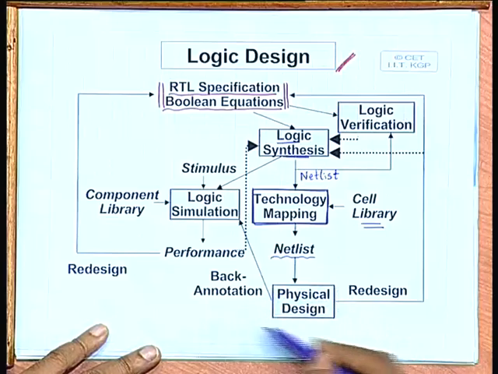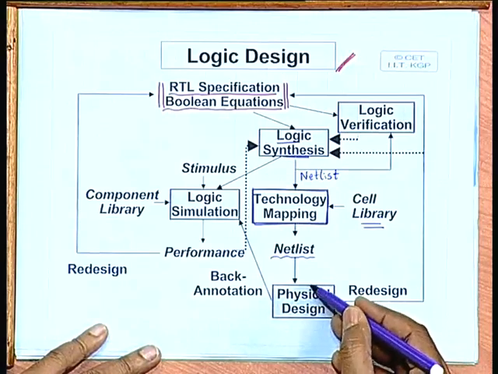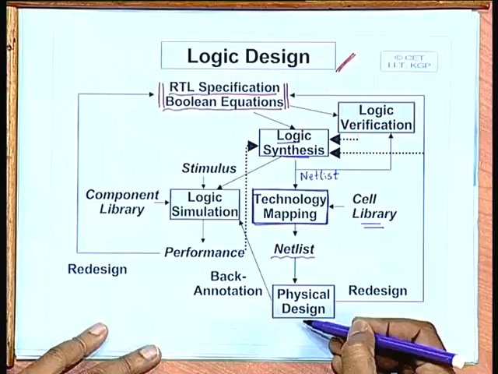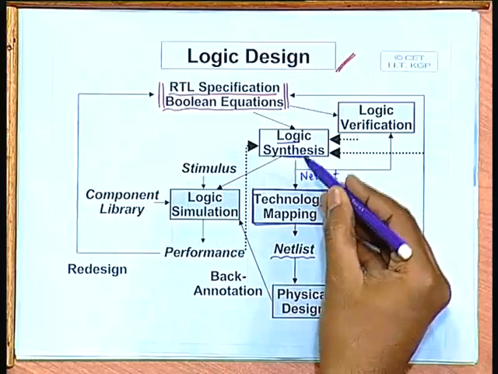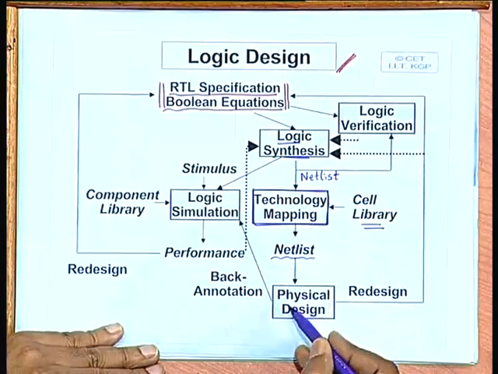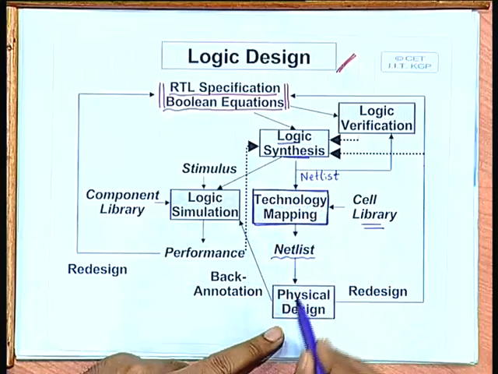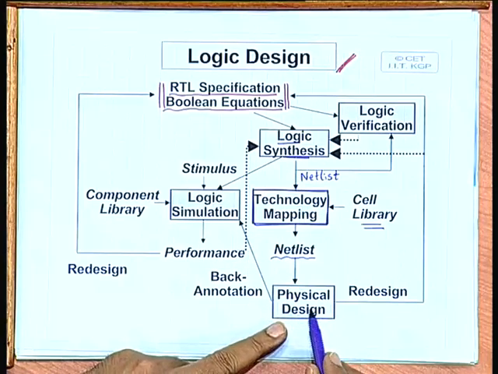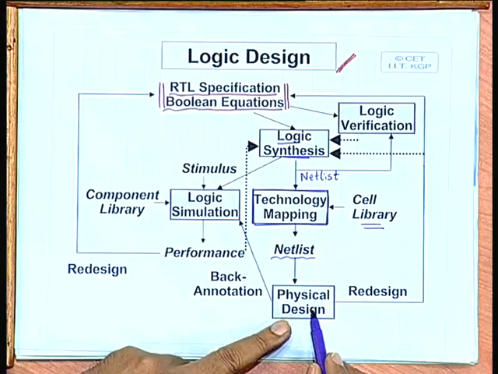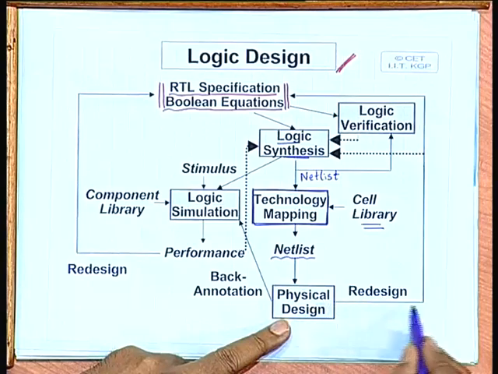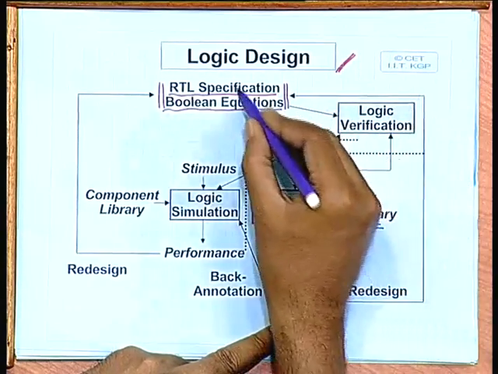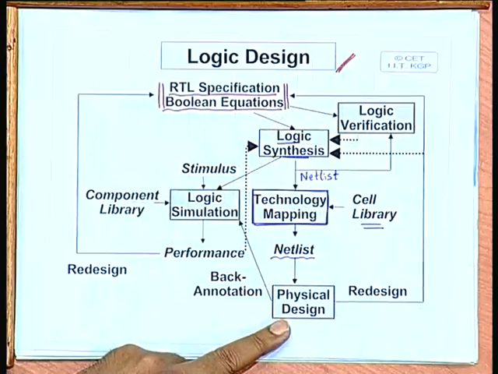If you are going for an ASIC design, this physical design process itself will consist of a number of steps like partitioning, floor planning, routing, clock and power routing, etc. This we will see later. This is the essential process, and after completing the physical design, if you find that the circuit is not working according to specification, then you may have to redesign, go back and change the original specification.